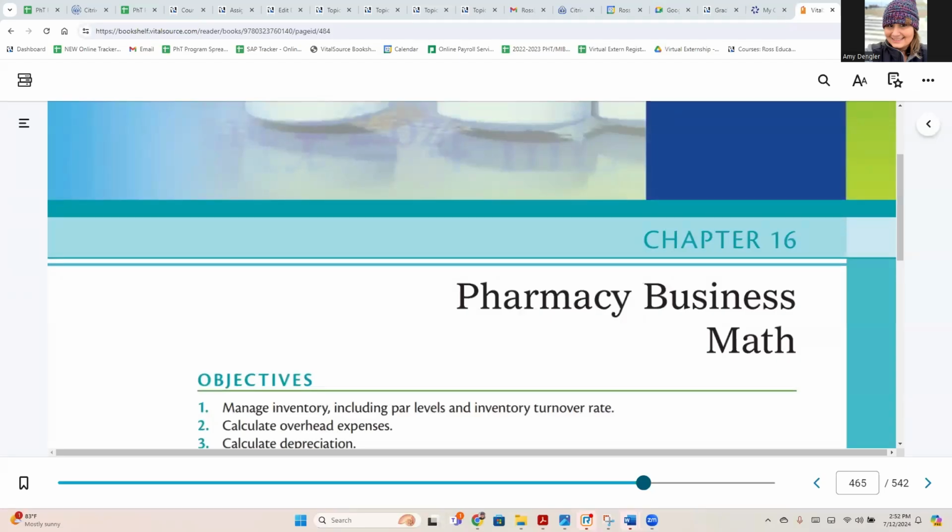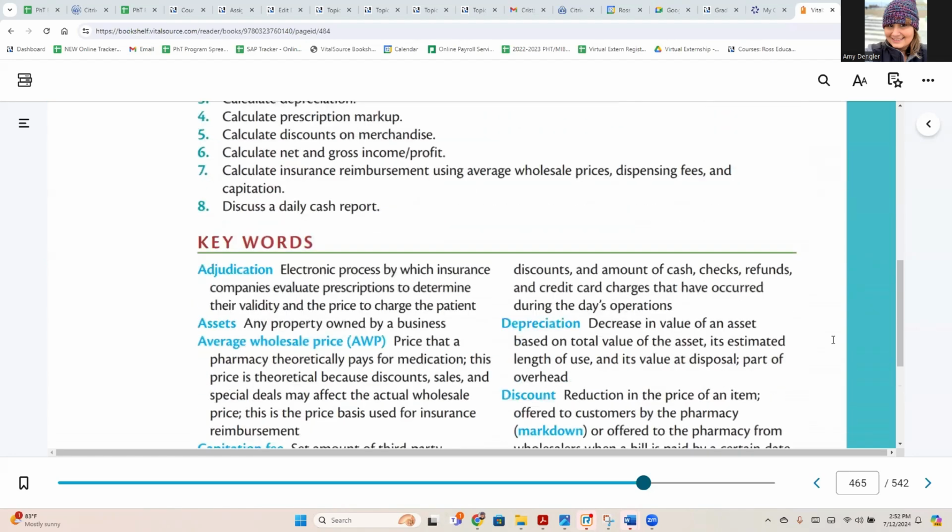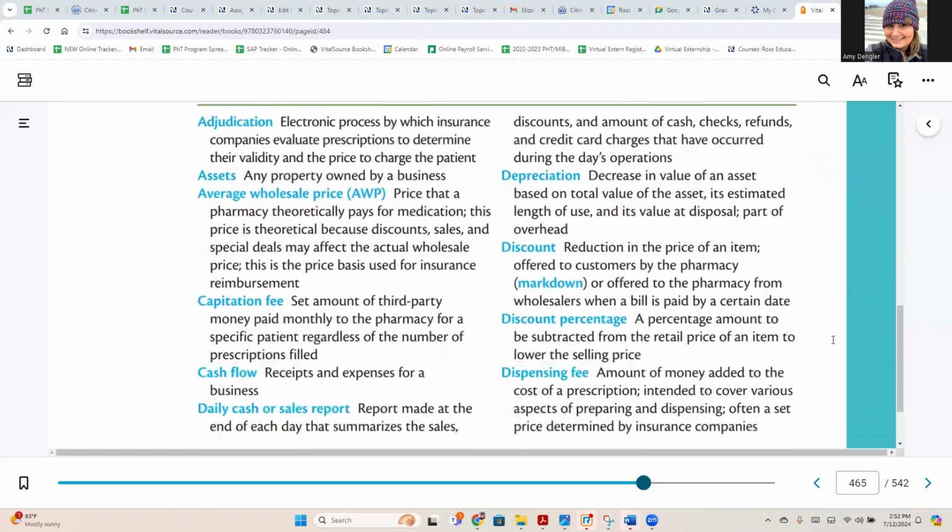Chapter 16, Pharmacy Business Math. So we have the keywords here, and they're going to be really important in this chapter. We will see some of them on the quiz and on the homework, and it will help you understand what we're learning.